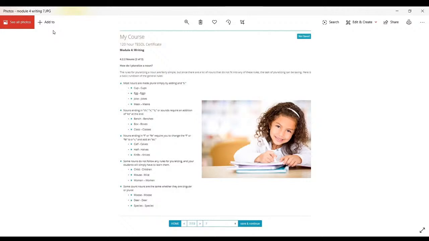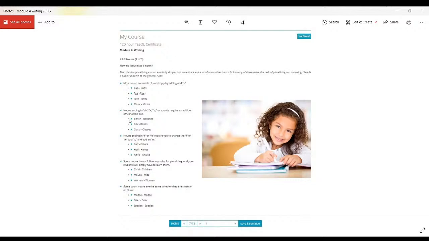4.2.2 Nouns. Ito na yung 2 of 3. Okay, how do I pluralize a noun? The rules of pluralizing a noun are fairly simple, but since there are a lot of nouns that do not fit into any of these rules, the task of pluralizing can be taxing. Okay, here is a basic rundown of the general rules. Most nouns are made plural simply by adding an S. Cup, cups, egg, eggs, joke, jokes, mask, masks.